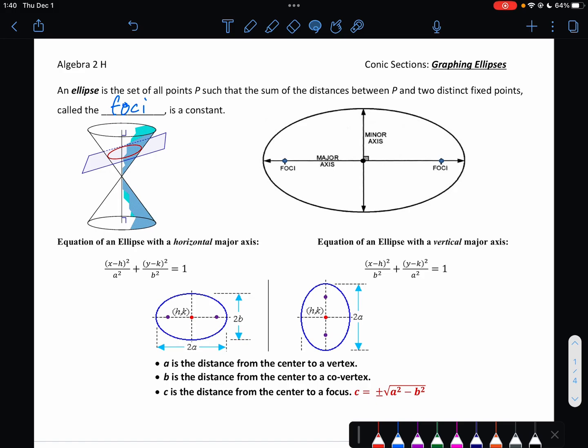This is our third conic section after looking at circles and parabolas. Now we're going to talk about graphing an ellipse.